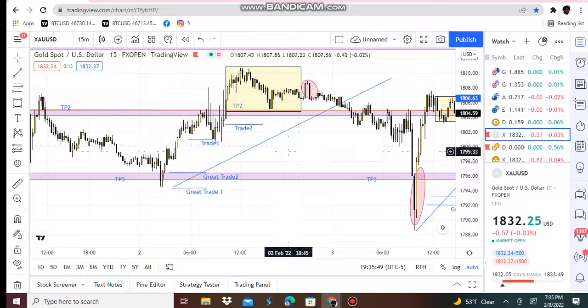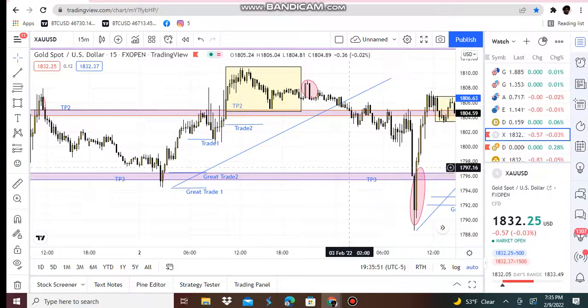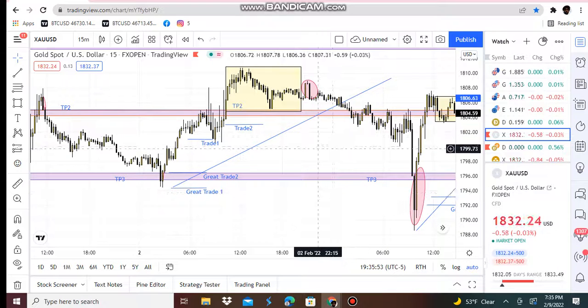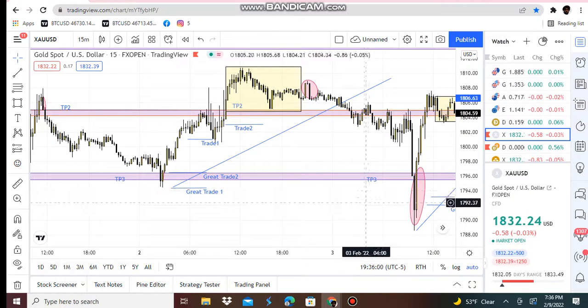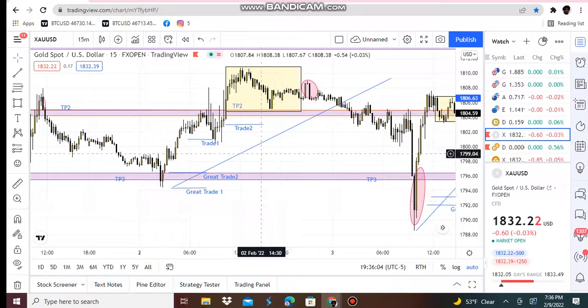Depending on your lot size, you could have lost 20K, 50K, 2,000, 3,000, 5,000, a couple hundred, and blew your account. It happens. So as traders, this is more for your psychology and for entries.